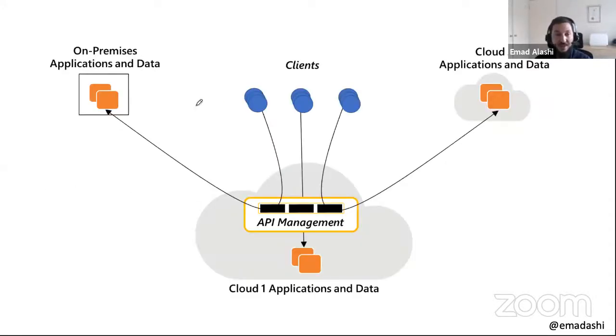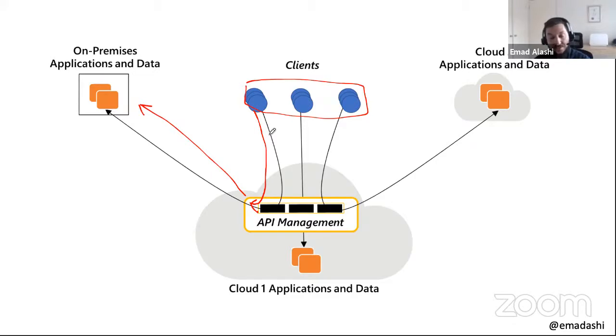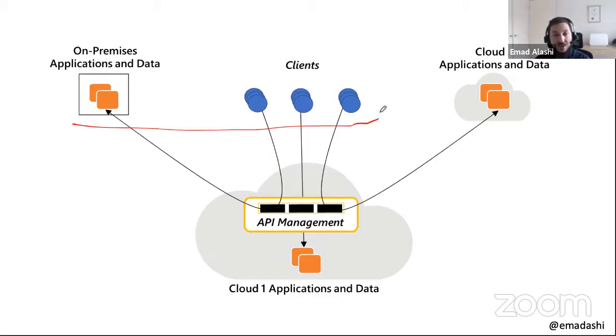So for example, this is the picture that you would like. The clients have to go through the API management gateway in Azure and then go back to your on-premises API. This also does not make sense if your clients and your on-premises APIs are sitting in the same network, or if your APIs are on-premises only, or if you have them in the other cloud provider.